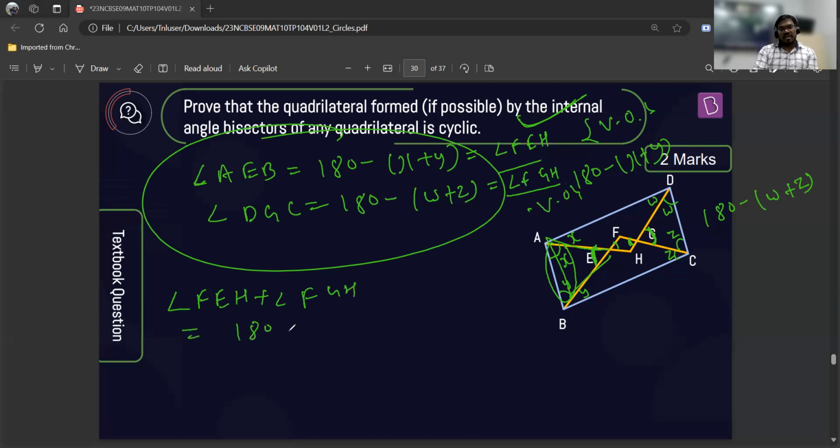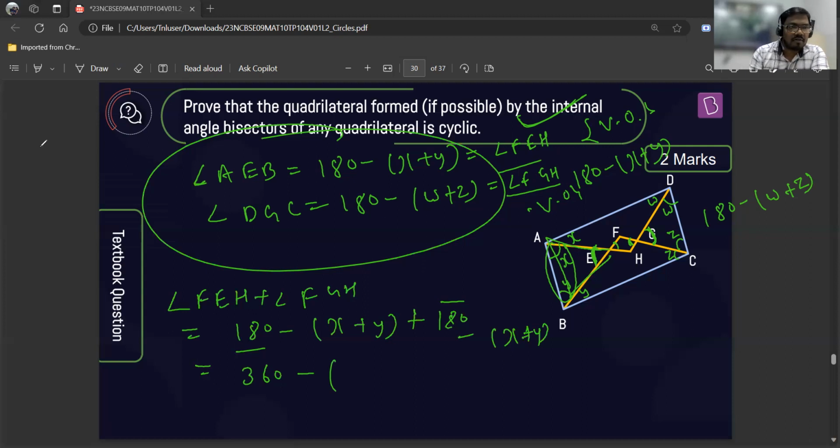So that is 180 minus (X plus Y) plus 180 minus (W plus Z). So this is 180 plus 180, 360. Now if you add them all, X, Y, no, this is Z and W. I'm making it incorrect. Just give me a minute. This is W and Z, sorry. This is W plus Z. So now it is 360 minus (X plus Y plus Z plus W), right?